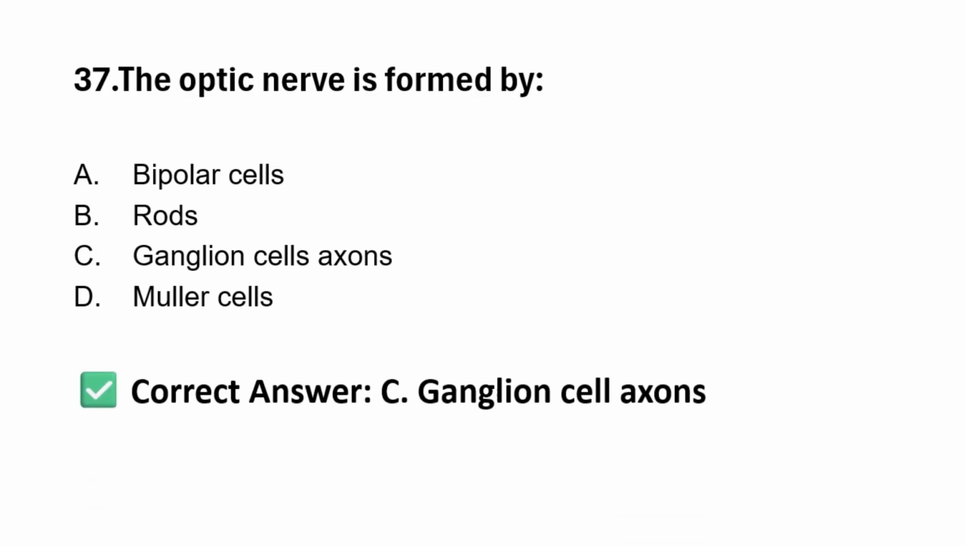So the correct answer is option C ganglion cell axons. All ganglion cell axons gather together and exit the eye as the optic nerve, carrying visual information to the brain. Moving to the next question, question number 38.